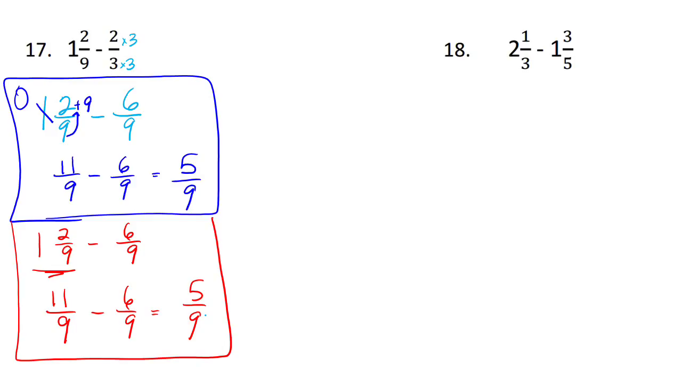So let's try number 18. Number 18, so our common denominator is 15. So whatever we do to the bottom, we do to the top to find our numerator.